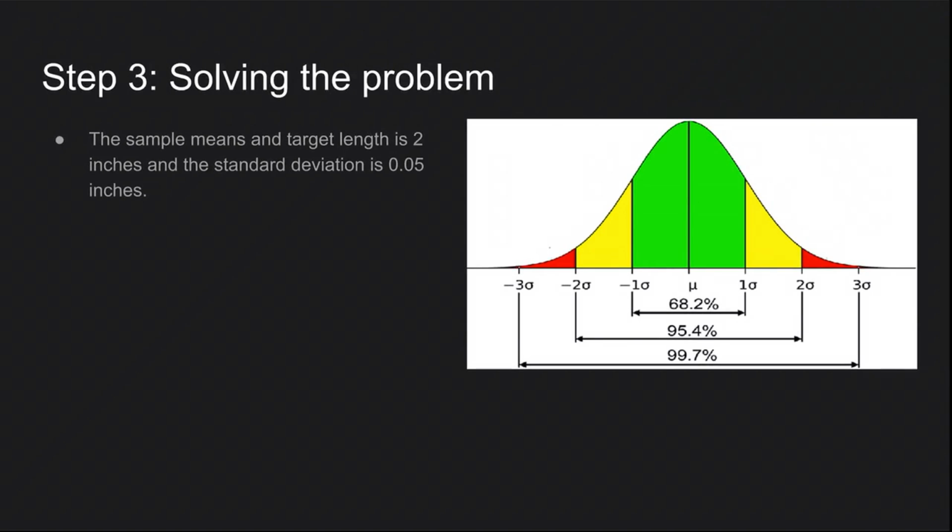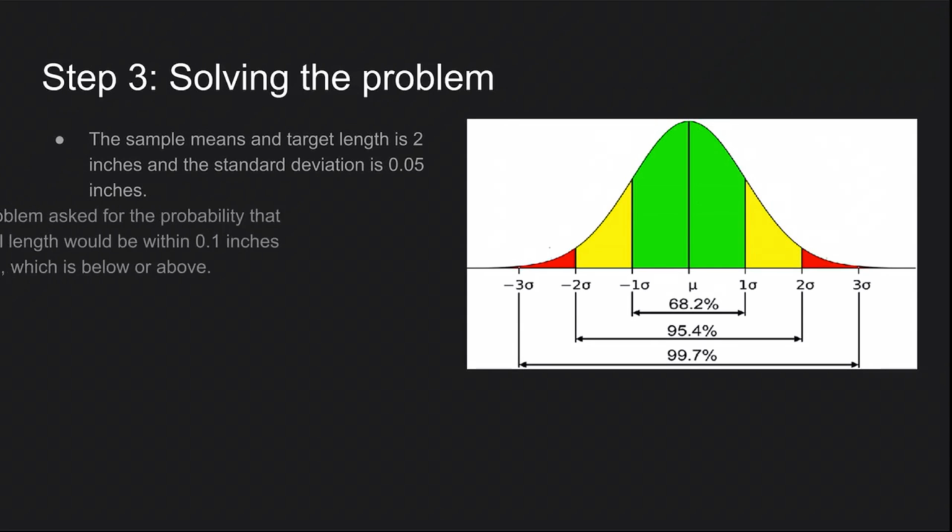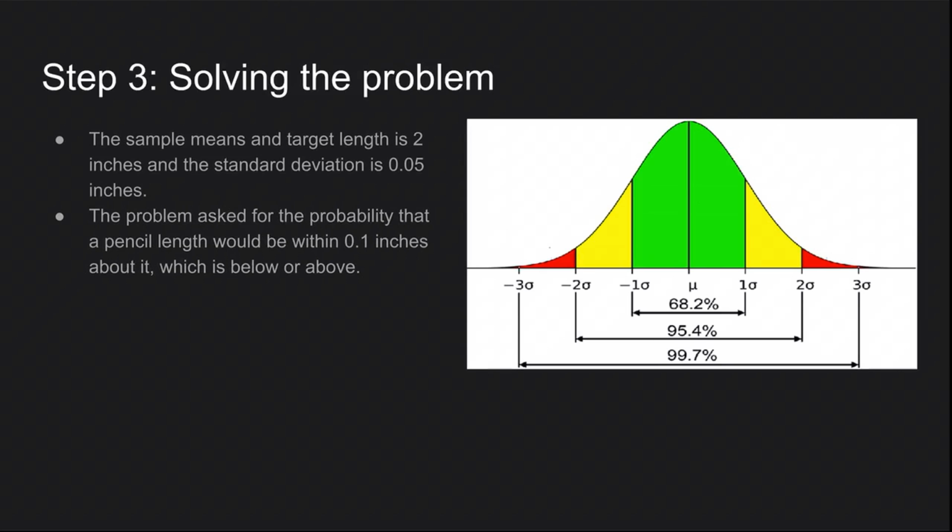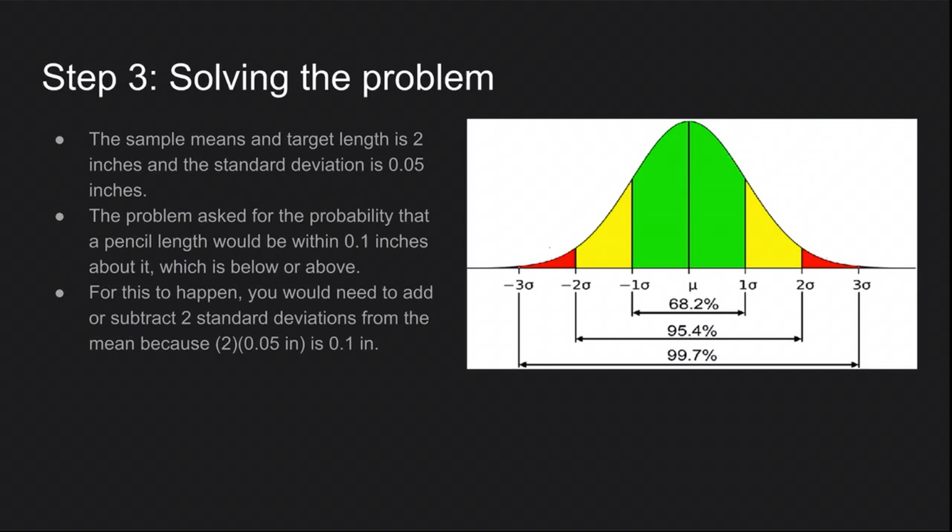And let's continue. The sample mean and the target length is 2 inches and the standard deviation is 0.05 inches, as you solved in the second step. Then the problem asks for the probability that a pencil length would be within 0.1 inches about it. So that's 0.1 inches above or below. For this to happen, you would need to add or subtract two standard deviations from the mean, because one standard deviation is 0.05 above or below it, and two is 0.1 above or below it, which is what the question asks. Two standard deviations about the mean is 95% of the data, or more accurately, 95.4% of the data.